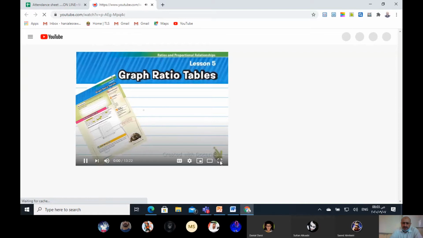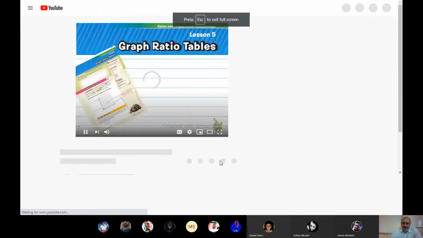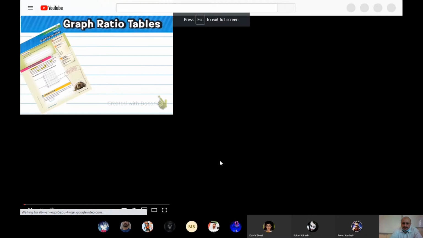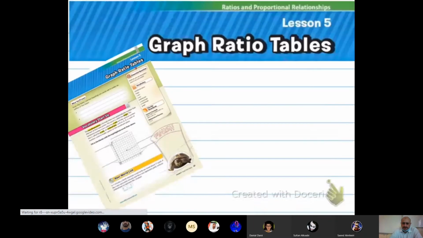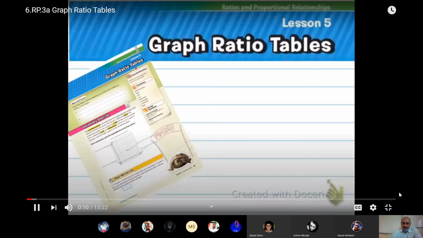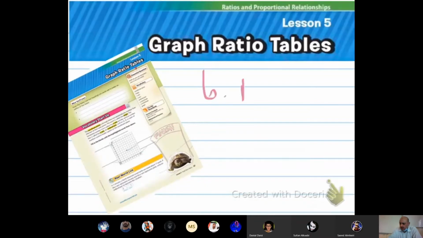Hello everybody. So we're working on graph ratio tables in the textbook that starts on page 47. It's lesson 5 in chapter 1. But we just think of it as 6.RP.3a. That's the standard that we do for graphing ratio tables. All right, so I'm actually going to go over some review first on the coordinate plane.